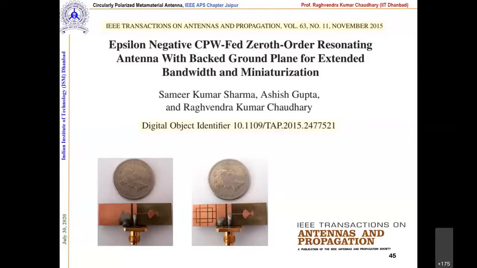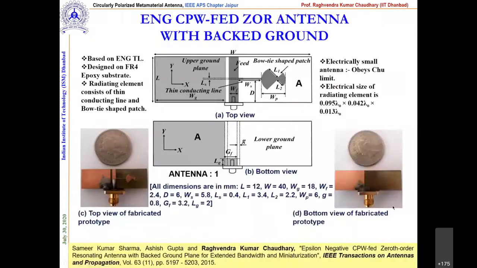Those interdigital fingers you have seen, we removed those fingers. I'll show you this. This is the geometry. Here you can see, what is the contribution? This is a very small antenna, and it follows the ENG approach. Here you see the bow tie shaped patch, which connects to the signal patch. This is the feed, and this is the upper ground.